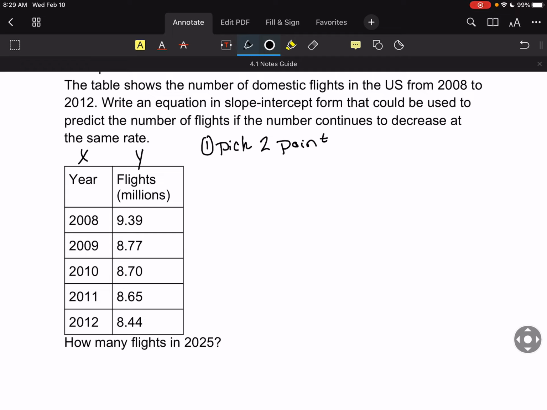Okay, so we want to pick 2 points, and then just like before, we're going to find the slope. We're going to find b, and then we're going to write our equation.